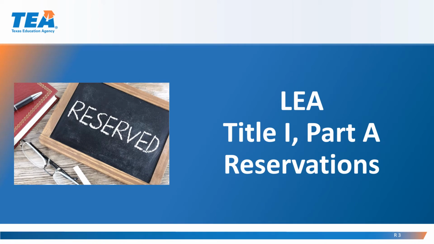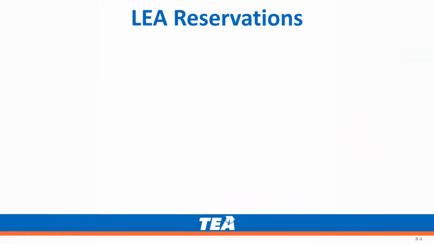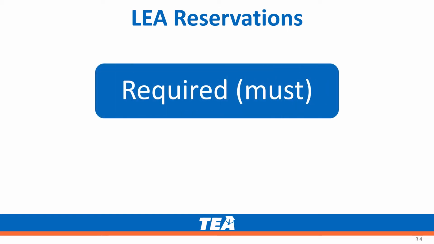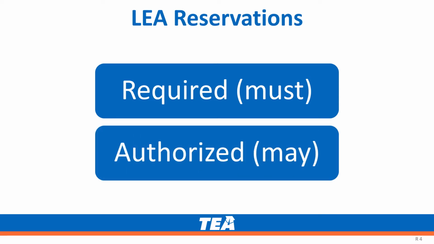Let's take a detailed look at the second factor, LEA Title I Part A reservations. There are two types of LEA reservations. An LEA is required to make certain reservations or set-asides at the LEA level. These reservations are noted in statute as musts. The other types of reservations are authorized reservations or set-asides that an LEA may, at their discretion, reserve funds at the LEA level for such authorized activities.